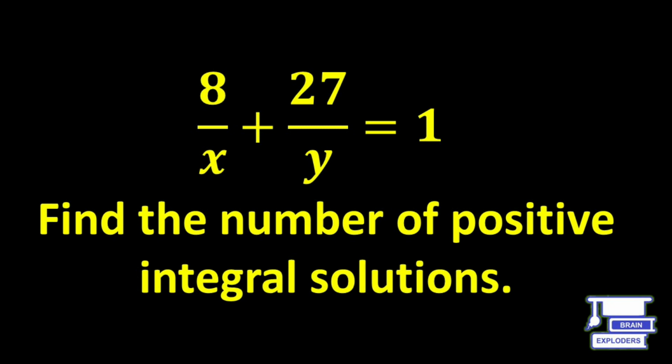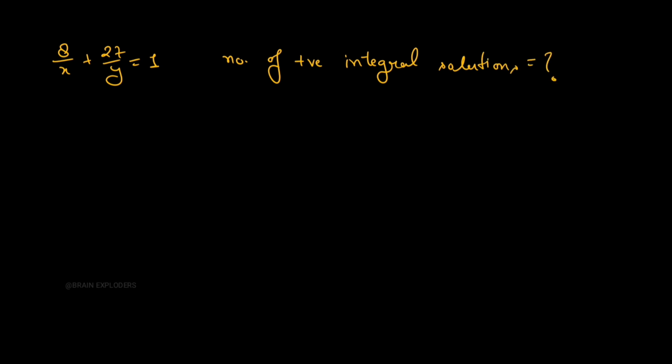Hello everyone, let's start. We have this equation 8 over x plus 27 over y equals 1, right? And what we have to do is find its number of positive integral solutions. Number of positive integral solutions. This we have to find. So let me explain the question, what we actually have to do.